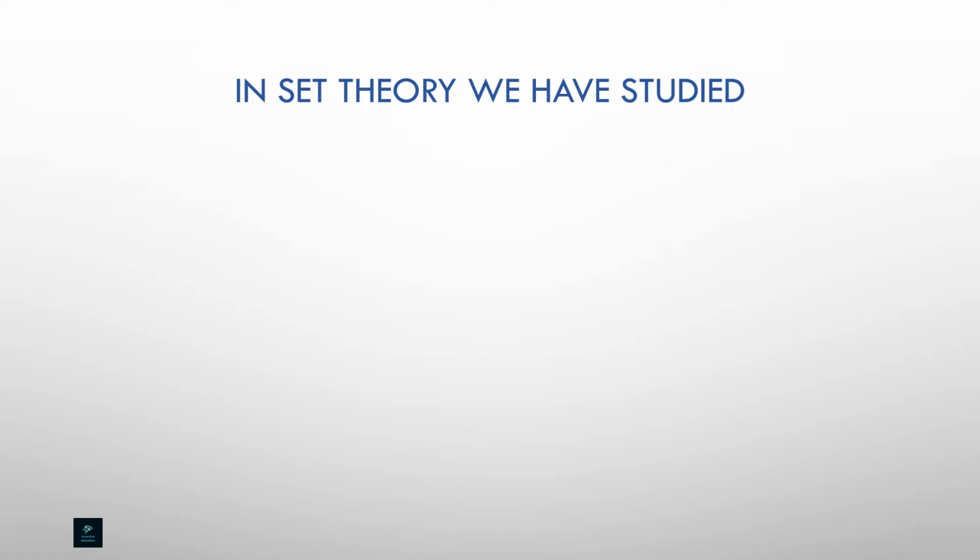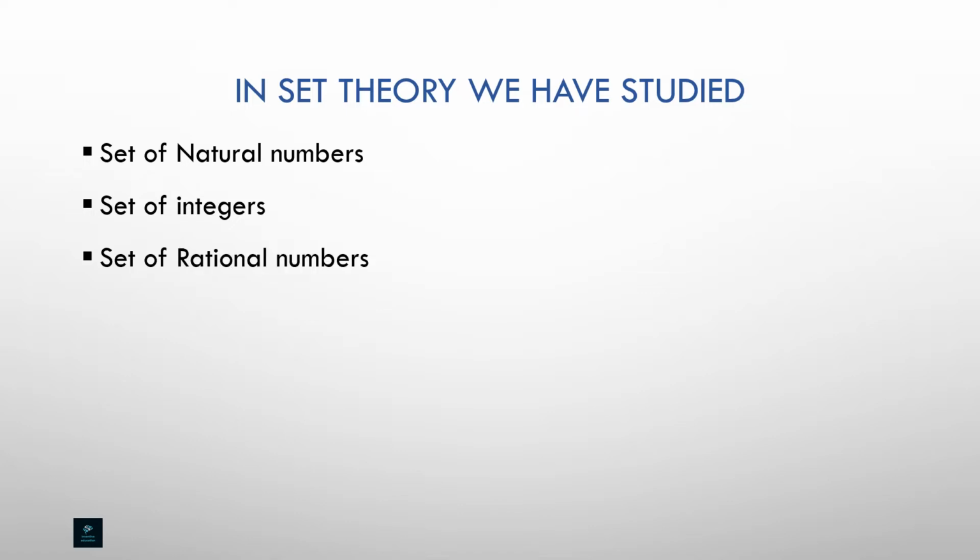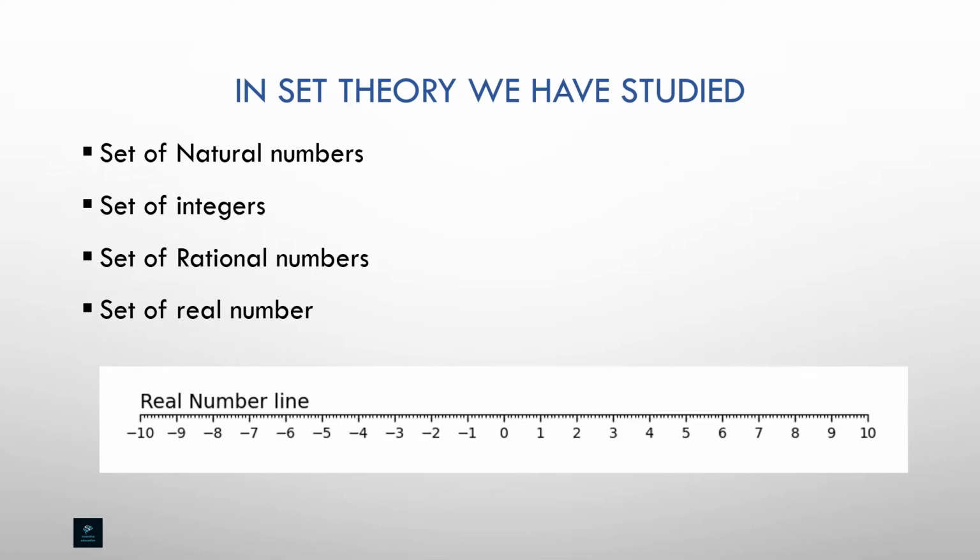Now, in the chapter on set theory, we have seen sets of numbers like the set of natural numbers, the set of integers, the set of rational numbers. All these were sets of real numbers. We have also seen that a real number is represented on a number line. But there are some numbers which cannot be represented on a number line. What are those numbers? Those numbers are complex numbers. So we are now going to learn what complex numbers are.